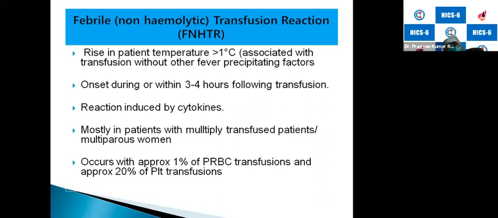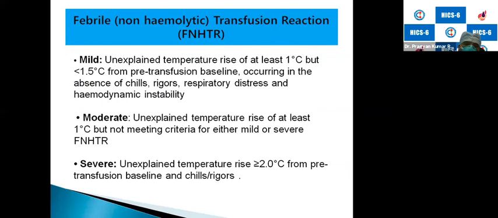Reactions are usually induced by cytokines, mostly in multiply transfused patients, who have received a lot of transfusions in the last months or years, and in multiparous women, who were more exposed through multiple childbirths. It occurs with approximately 1% of PRBC transfusions, but more importantly, it is more common with platelet transfusion. There are three types of febrile non-hemolytic transfusion reaction: mild, moderate, severe.